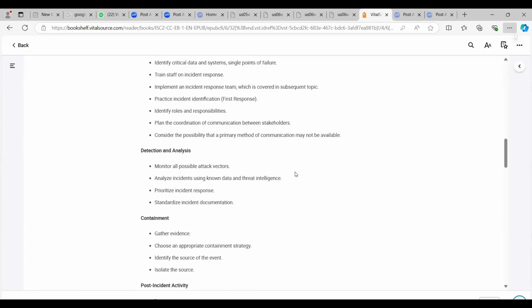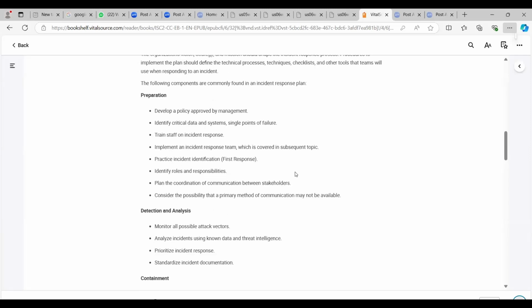Also, you want to consider the possibility that a primary method of communication may not be available. So each department, like maybe head of department, like head of finance, you must have his contact. You must have everybody inside this incident response plan. You must have their contact because most of the time, maybe they are not available, and an incident occurs when they are not available. You want to communicate with them. You have to consider that the first contact that you collected may not be available. So you want maybe their other line or another means to actually get to them if their first contact is not available.